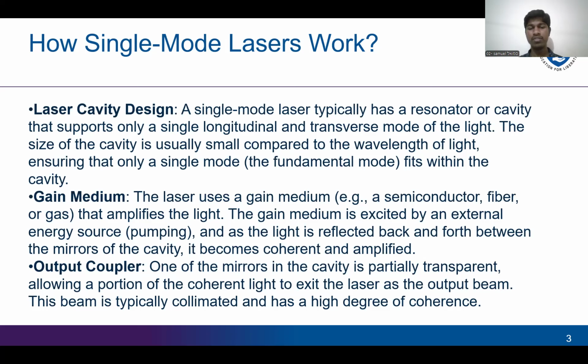Gain medium. The laser uses a gain medium, for example semiconductors or a gas, that amplifies the light. The gain medium is excited by an external energy source, and as the light is reflected back and forth between the mirrors of the cavity, it becomes coherent and amplified.